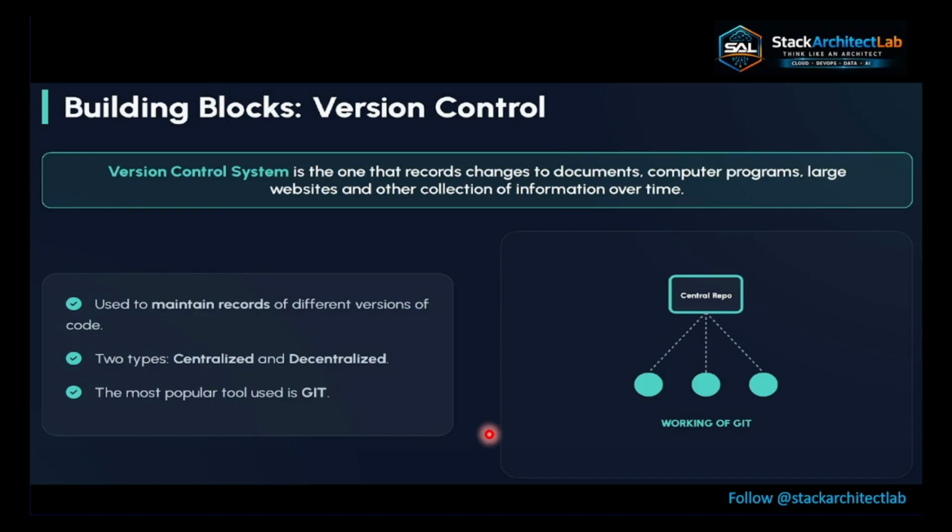A version control system is one that records changes to documents, computer programs, large websites, and other collections of information over time. Here there is a central repo, and this is our local repository. Earlier, different models were available for creating these repos for collaboration. The main idea of version control was collaboration, and it can be of two types: centralized or decentralized. In this category of tools, Git is obviously the winner and very popular, along with GitHub, and multiple tools fall in this category.